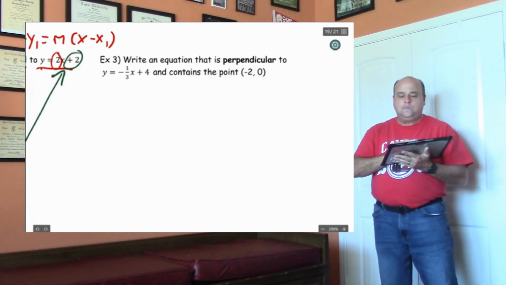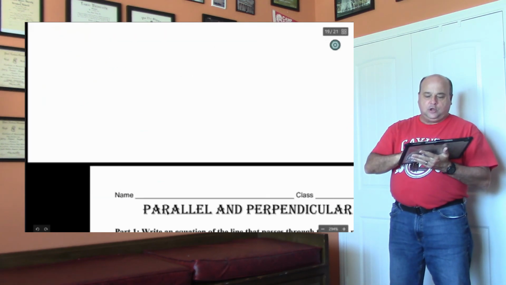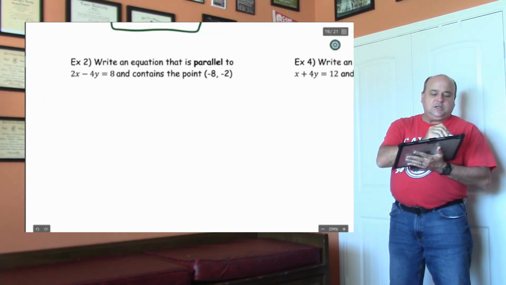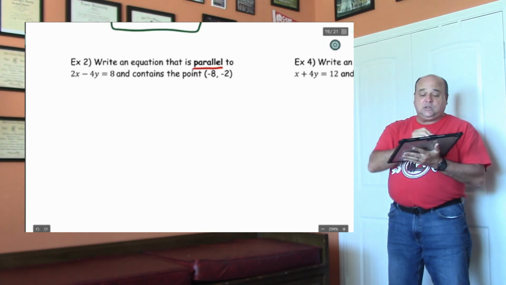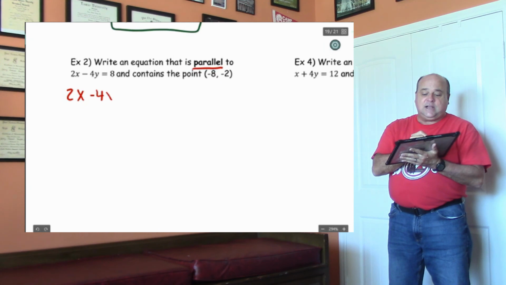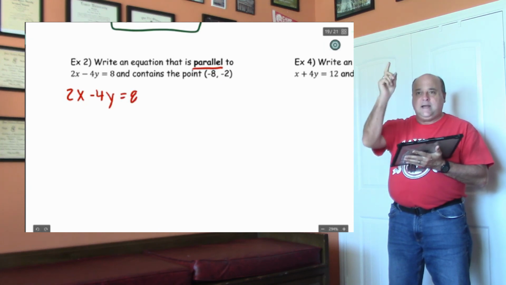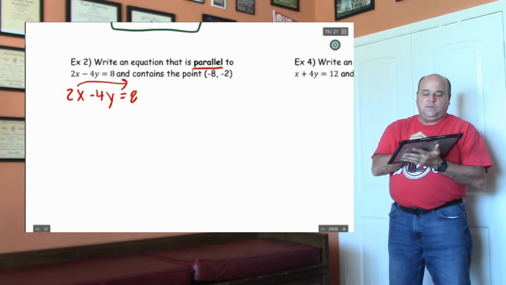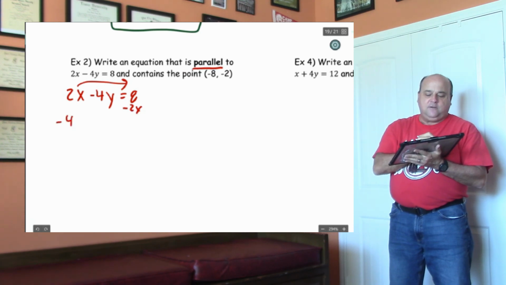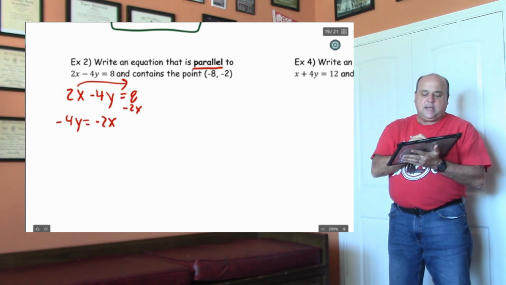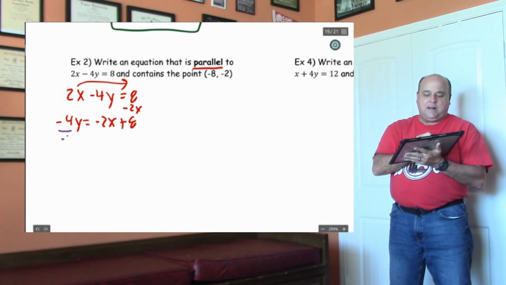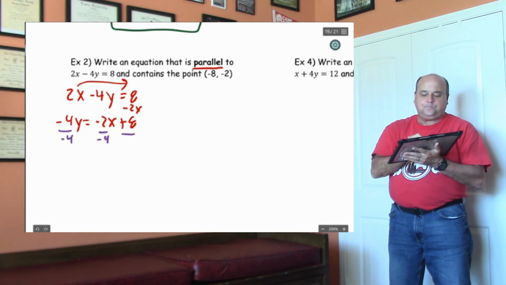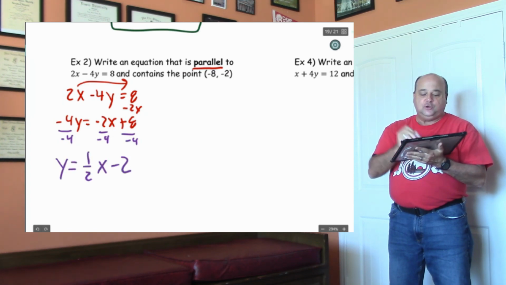Let's do number 2. Write an equation of a line that is parallel, so I want the same slope, but my line is in standard form. Okay, we need to solve this for y. So let's move over 2x. I'll have negative 4y equals negative 2x plus 8. And now I'm going to divide by negative 4 to get the y by itself, to isolate the y. And I'll have y equals 1/2 x minus 2.